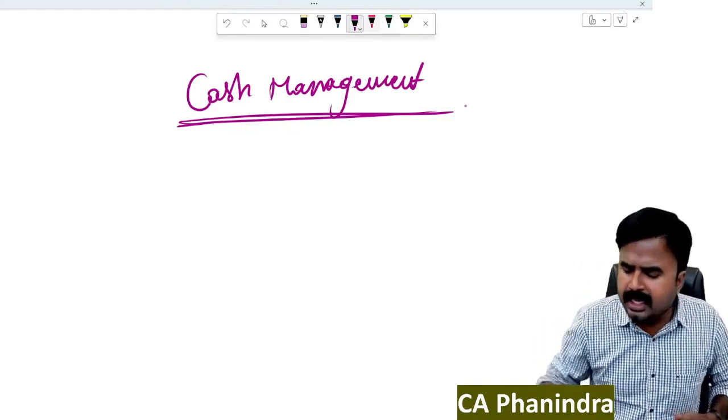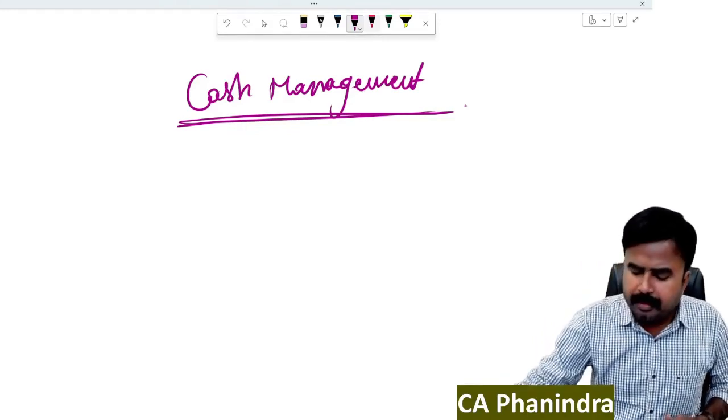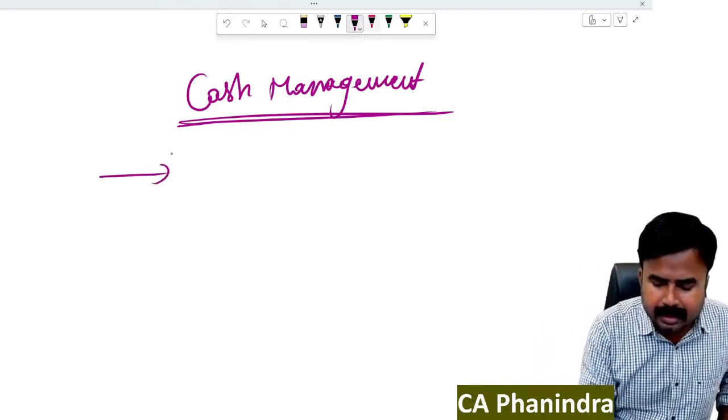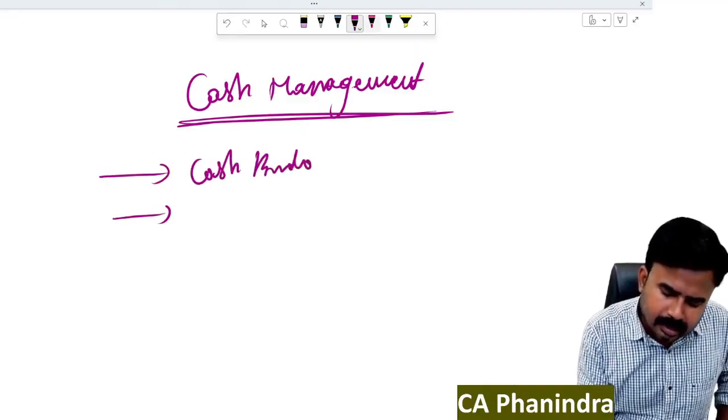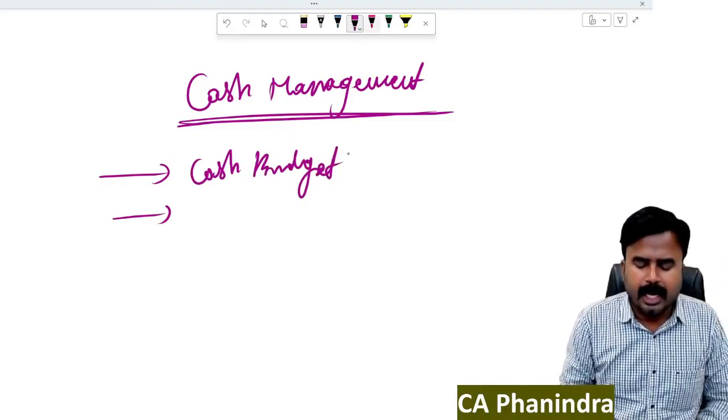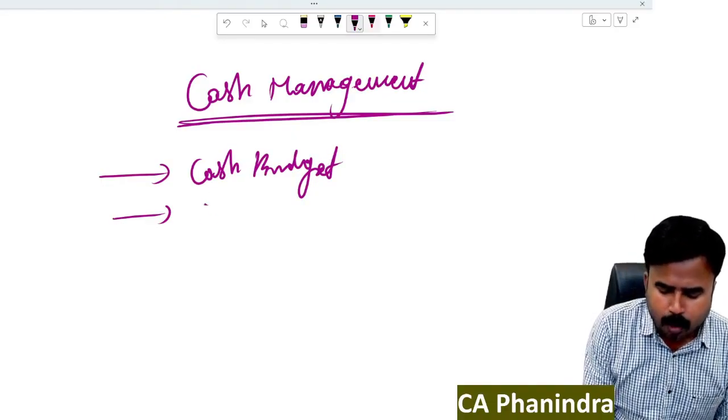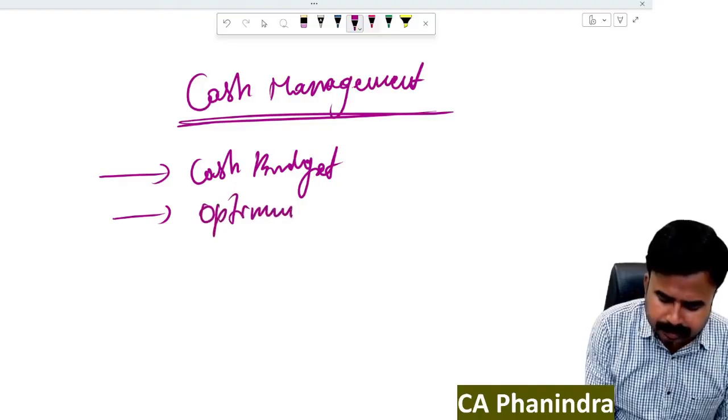See, generally in cash management, we have to handle these areas. You have to prepare cash budgets. And also you should understand optimum cash balance models.